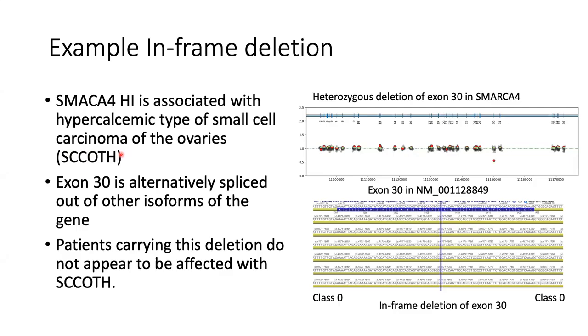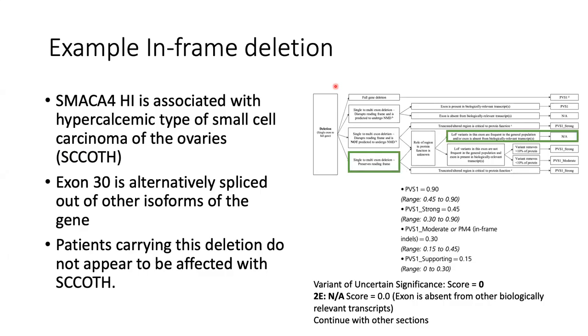Okay, so we have a deletion that is in frame, and the exon that is being deleted is absent from other transcripts that may be biologically relevant, meaning that exon 30 is not in other transcripts that may have normal function. Therefore, that exon 30 may be dismissible. So you get an NA or zero. If you go to our rubric, NA equals zero, and you get a score of zero, meaning that the variant will be classified as a variant of uncertain significance because that exon that is absent may not be relevant for the normal gene function.